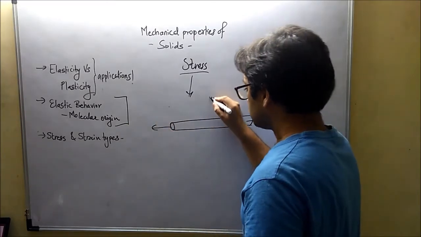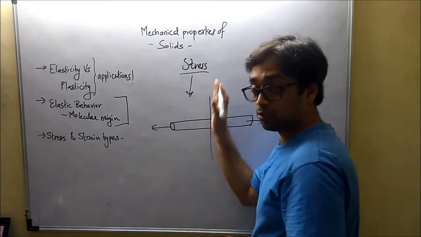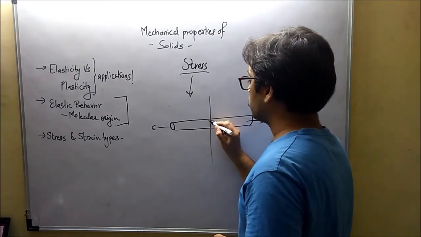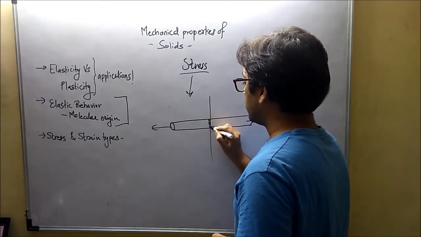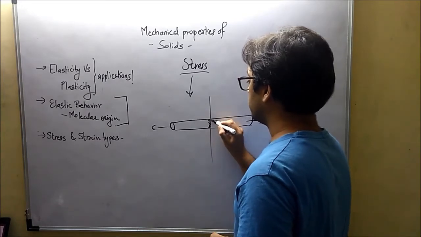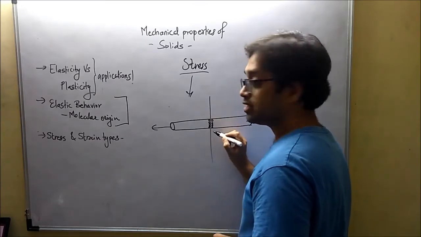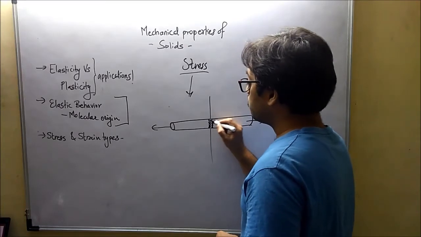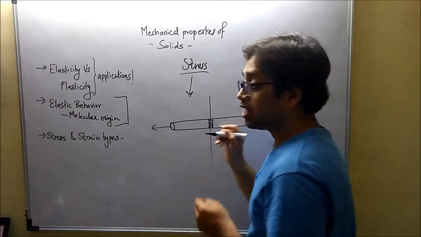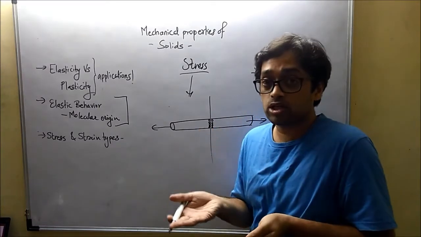So if I take a hypothetical cross section of this rod, I would see that the atoms and molecules on the left hand side and the atoms and molecules on the right hand side are pulling each other. So basically they are trying to resist the deformation.